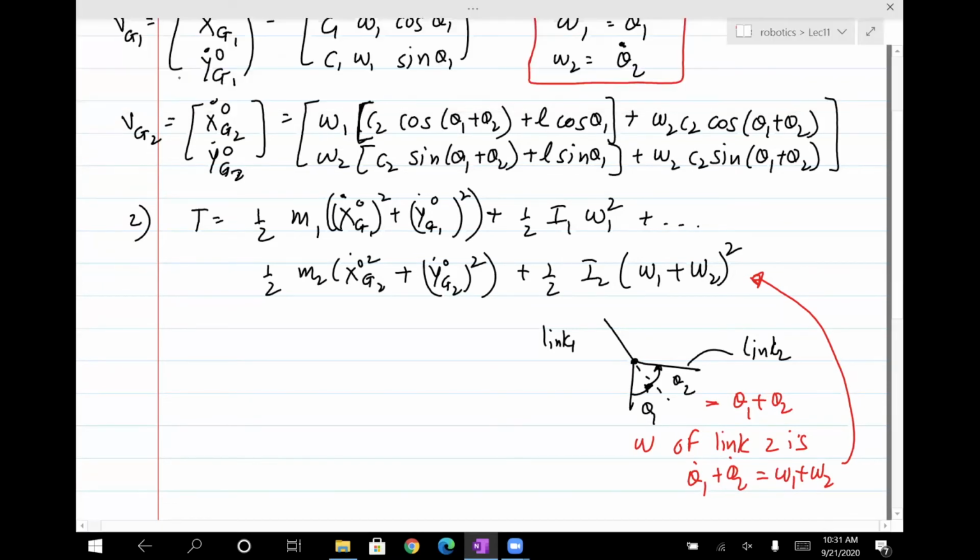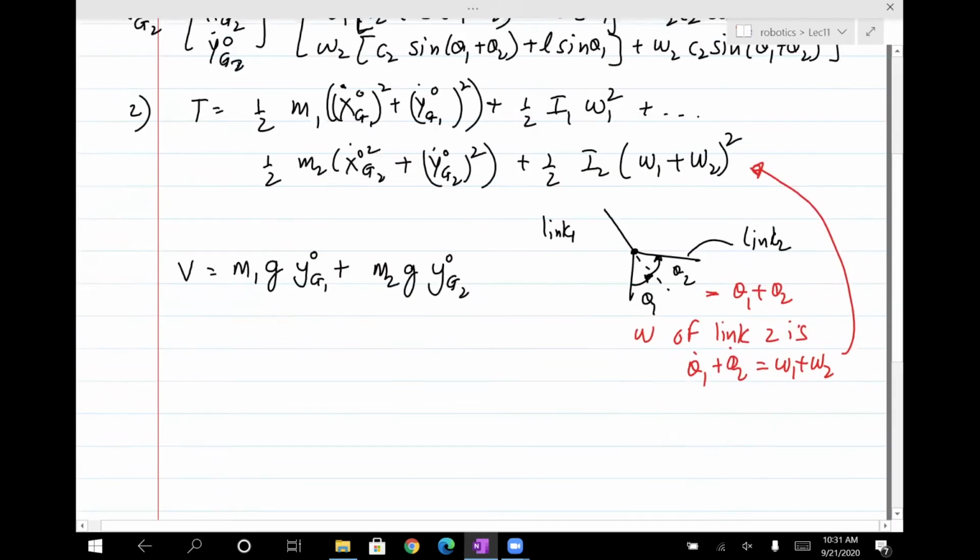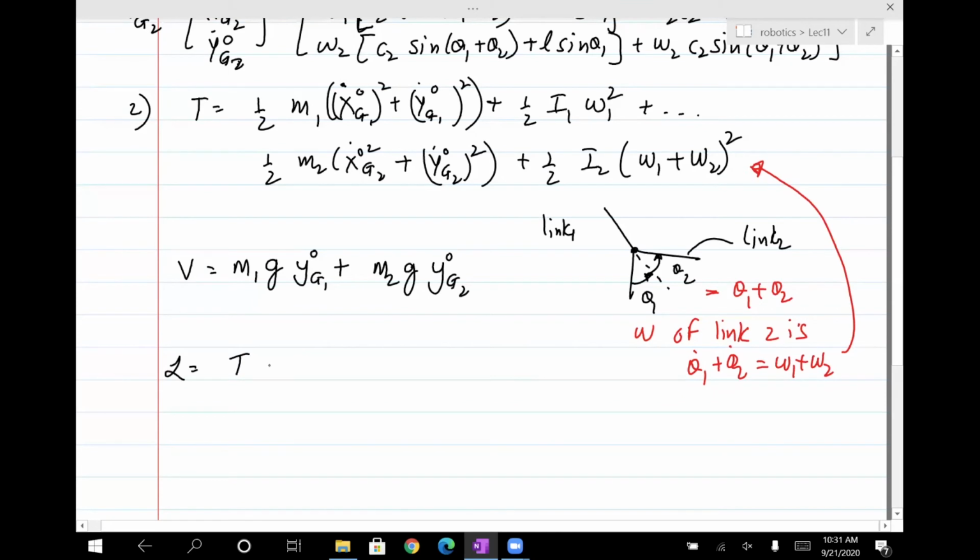Okay, so that's the total kinetic energy. The potential energy is going to be the mass of link 1, g, times the position of g1 in frame 0, plus m2 g times the position of g2 in frame 0. Okay, so the Lagrangian is T minus V. Now you can see how complex this is going to get.